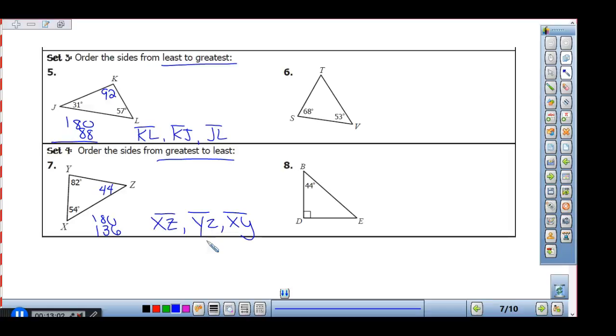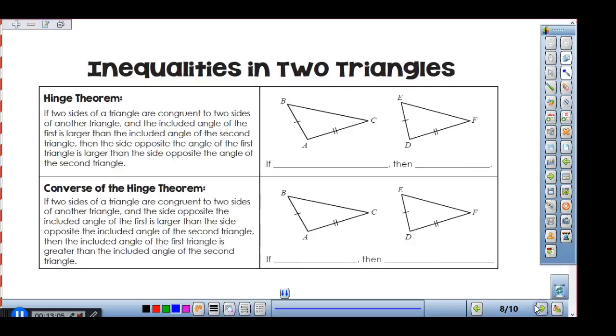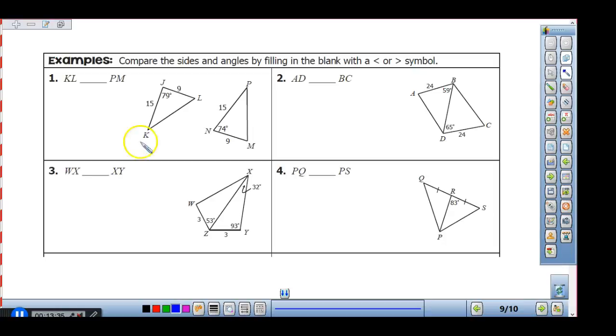Okay, not bad? Alright, so flip the page. Just a couple of things that we need to talk about. If I have two triangles, whoever has the biggest angle is going to have the longer side. So in this one, we're comparing KL and PM.